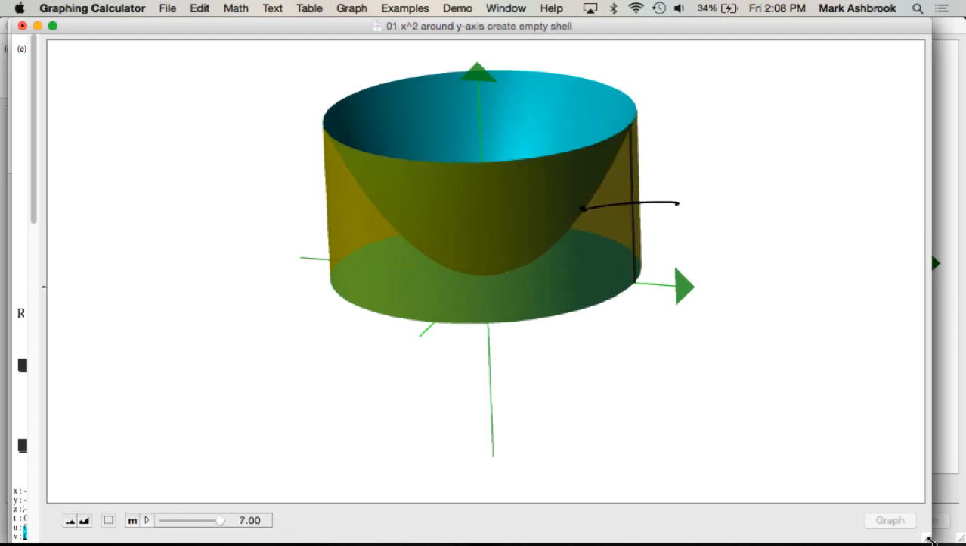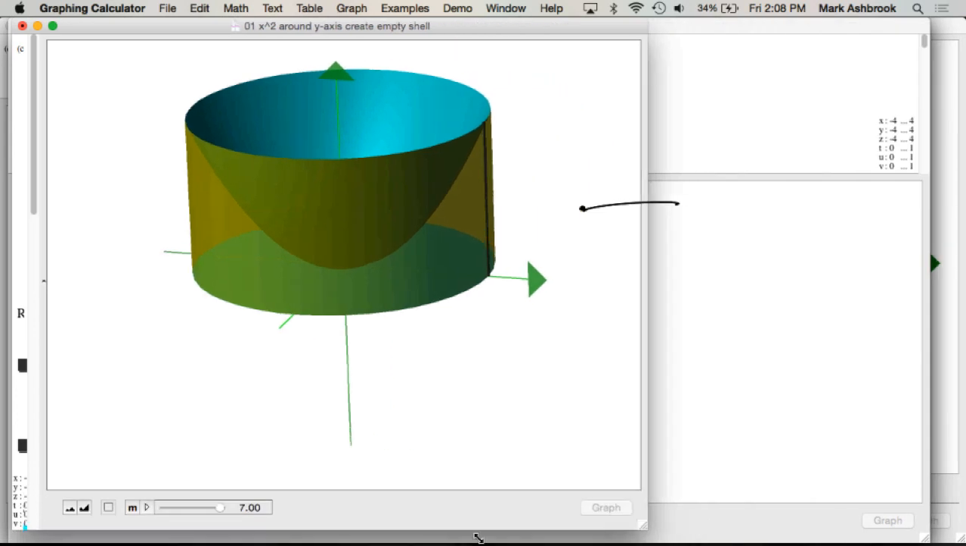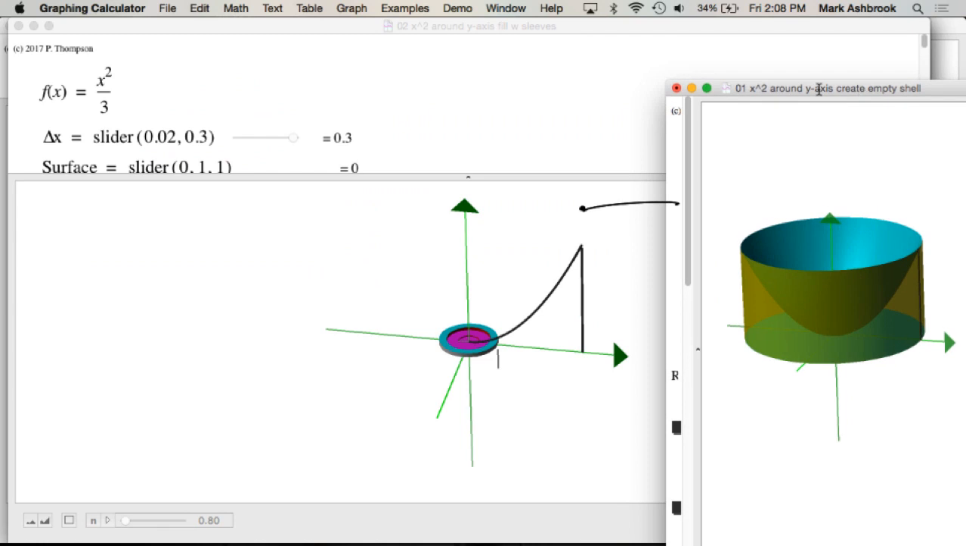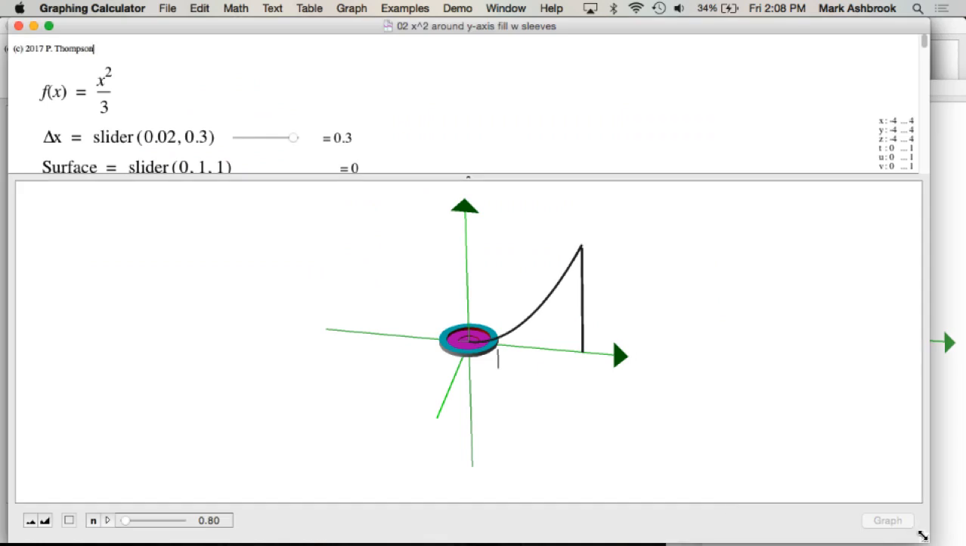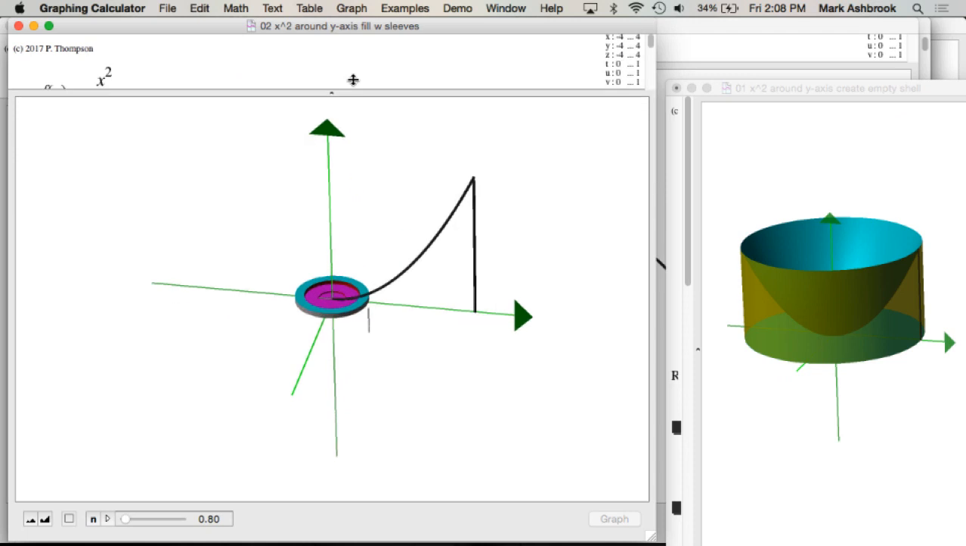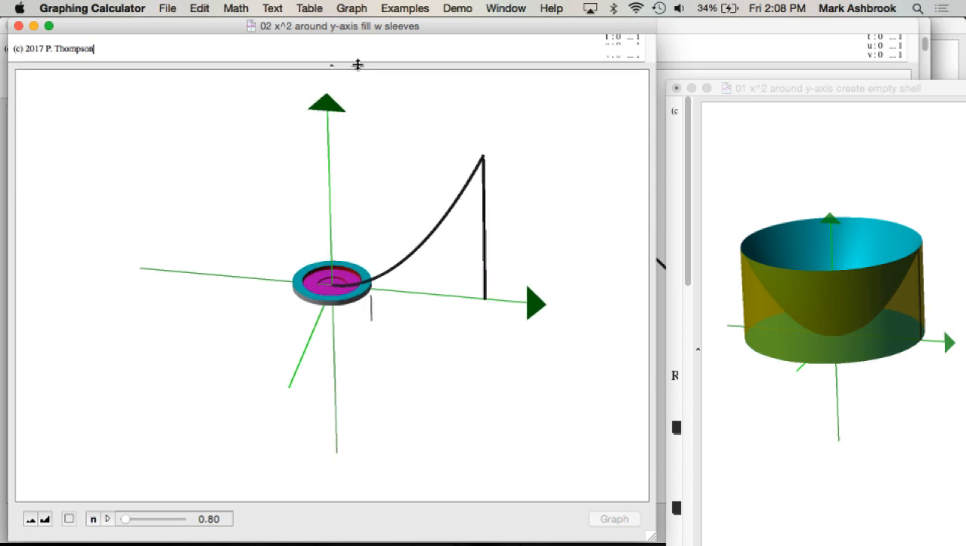Let me just put this over to the side here. So we'll keep that image in mind. And so now we're going to fill that thing over there to the right. We're going to fill that with cylinders according to delta x.